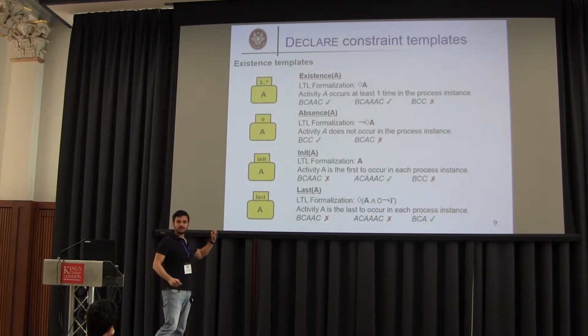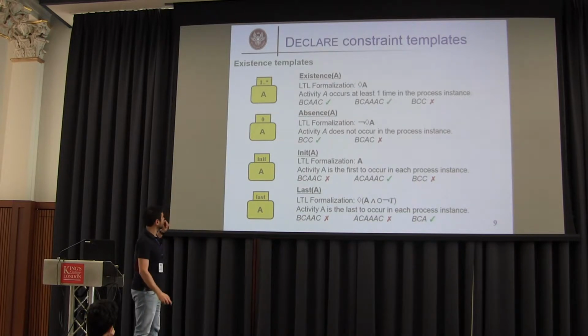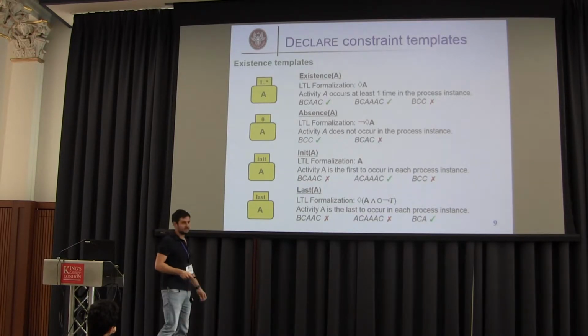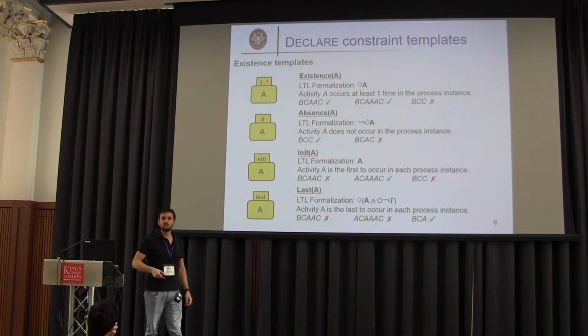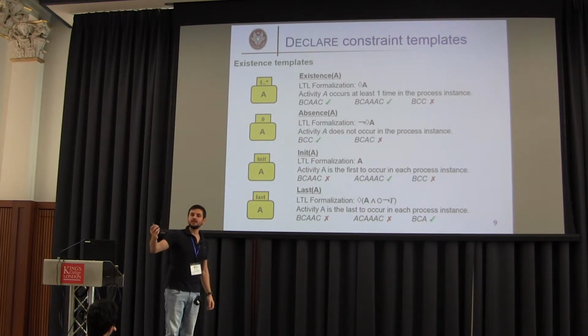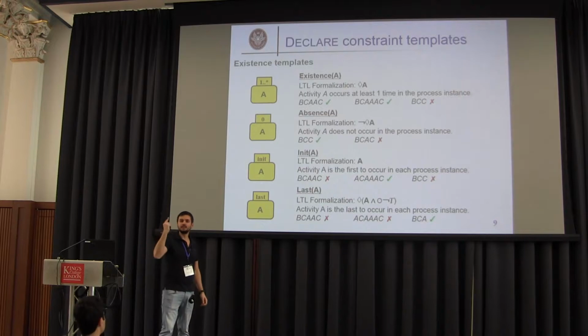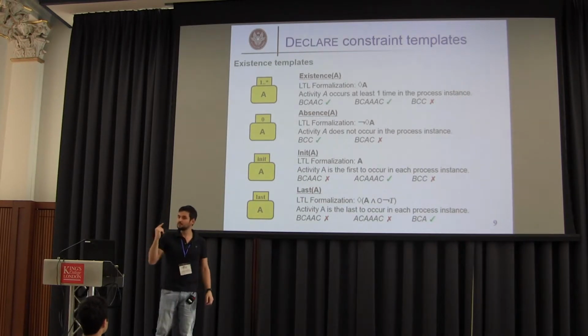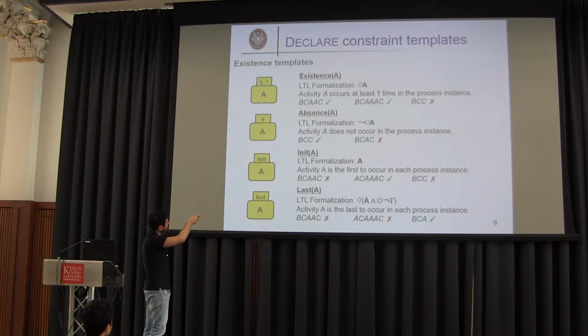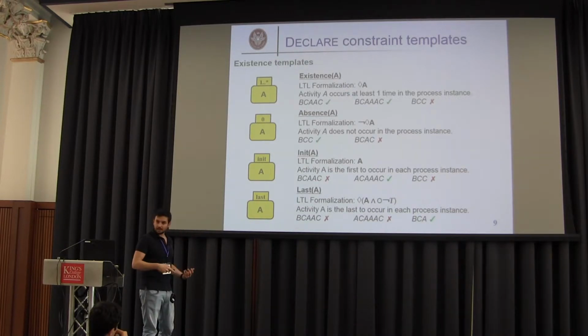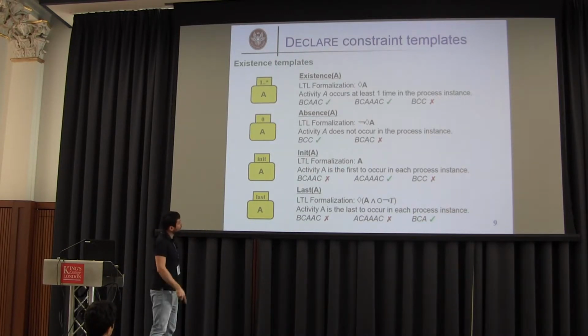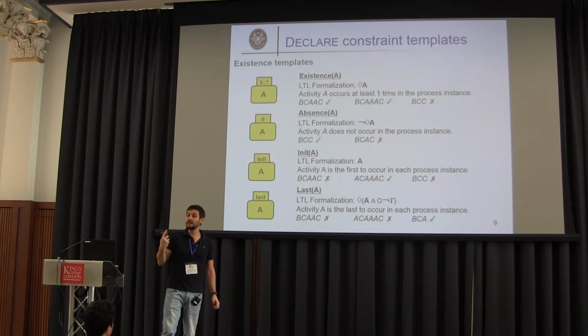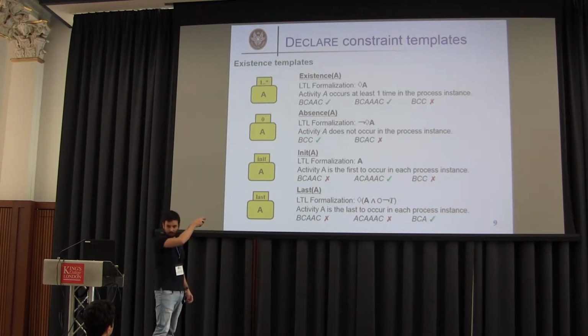I show you now some templates of this Declare process modeling language. For example, the existence template, the graphical notation is this one. The LTL formalization of this template is eventually A. This template means that, given a trace, at least one instance of A eventually appears in the trace. For example, this trace BCAAC is compliant with this constraint because an A appears. This third trace BCC is not compliant because no A appears in the trace and this constraint is violated.